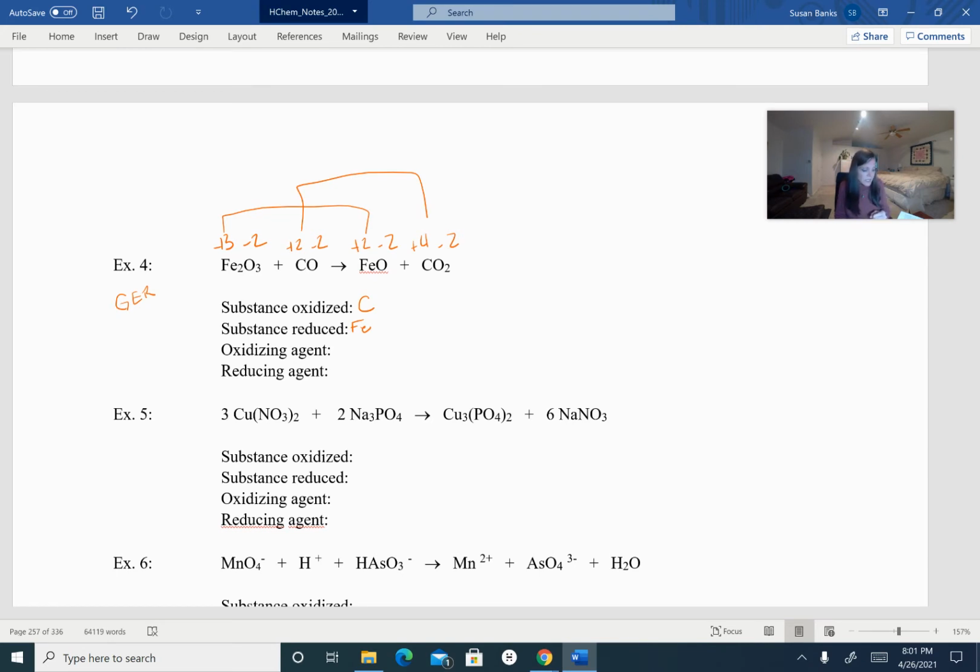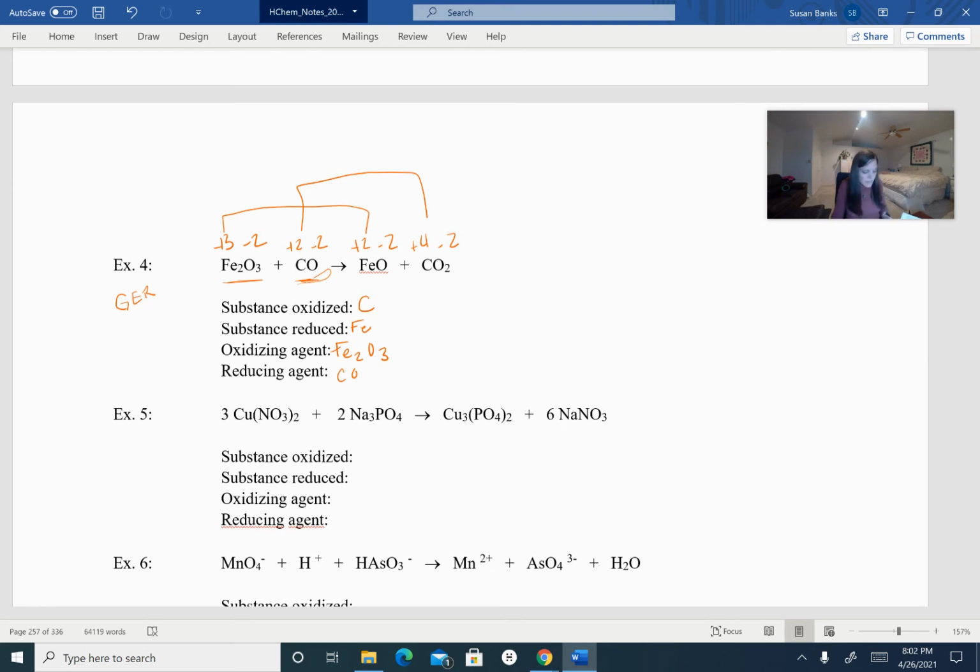Now, this is where it's tricky. The agent now, we actually have compounds that these elements reside in. So what is the compound that iron resides in? That is the agent. Okay, so the oxidizing agent has whatever was reduced in it. So the oxidizing agent is going to be the whole compound of iron(III) oxide because it has that iron in it. And the reducing agent has the carbon in it, with carbon monoxide. So the reducing agent is going to be carbon monoxide.